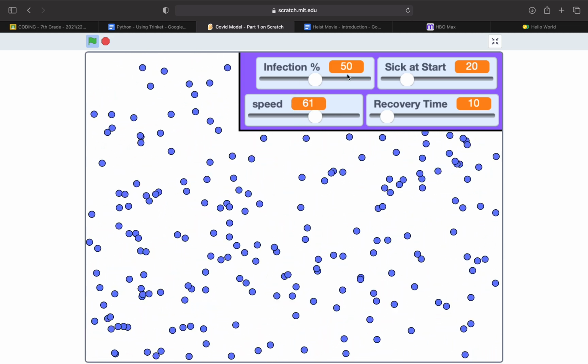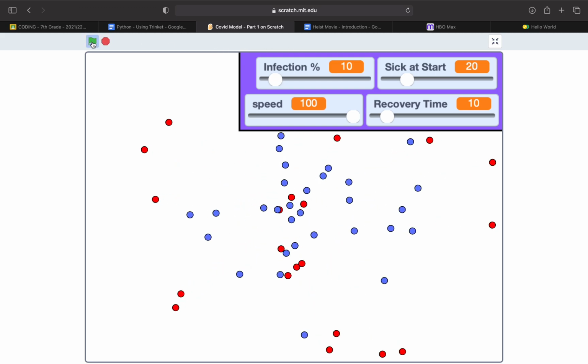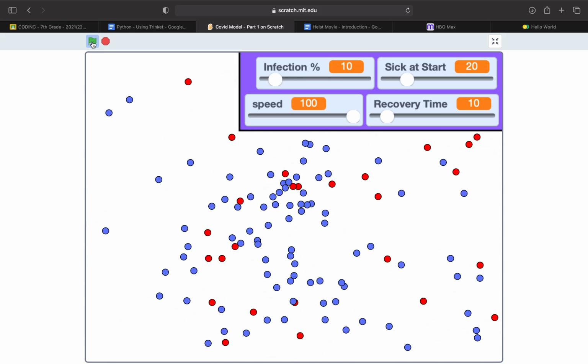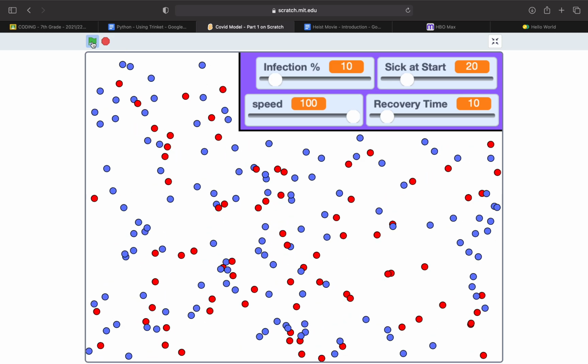Then I'm really going to encourage you to play with some of the assumptions you're making to see if you can make the disease happen or not happen. In this case, I'm going to move people really fast. They're going to be moving around like crazy, but the infection rate is only 10%. Let's see what happens. I have a feeling that everyone's going to be sick because it's just too much interaction. You're too likely to get sick from somebody else because you're moving so much.